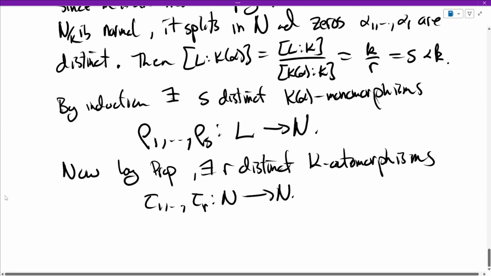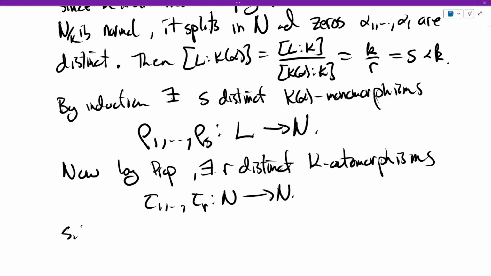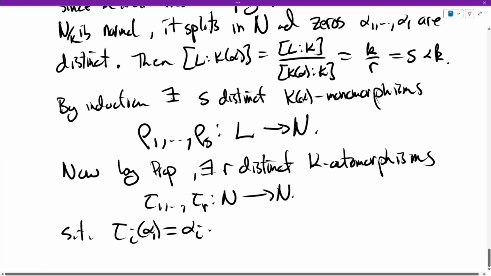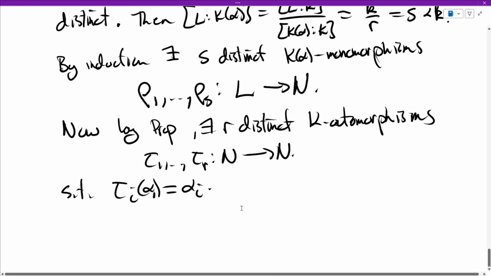Right? And these guys are constructed such that they send alpha 1 to alpha I, because these are conjugates. They're conjugates.